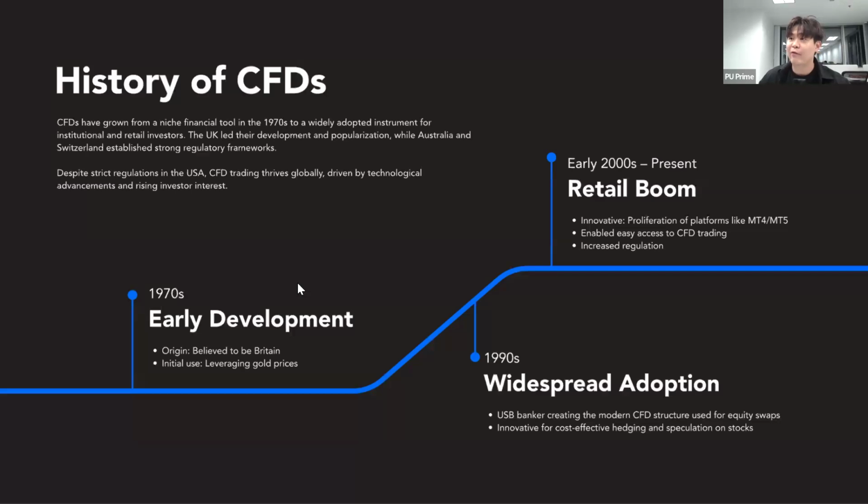So now we are going to cover the history of the CFD industry. Early development was in the 1970s, and it started in Britain. Initially people used CFDs to leverage gold prices, because during that period there were not a lot of sellers who were willing to sell gold in the market. So let's say an investor thinks the gold price might go up aggressively in the future, but there is no supply in the gold market. So what are they going to do? They need to find a substitute, which is the CFD industry.